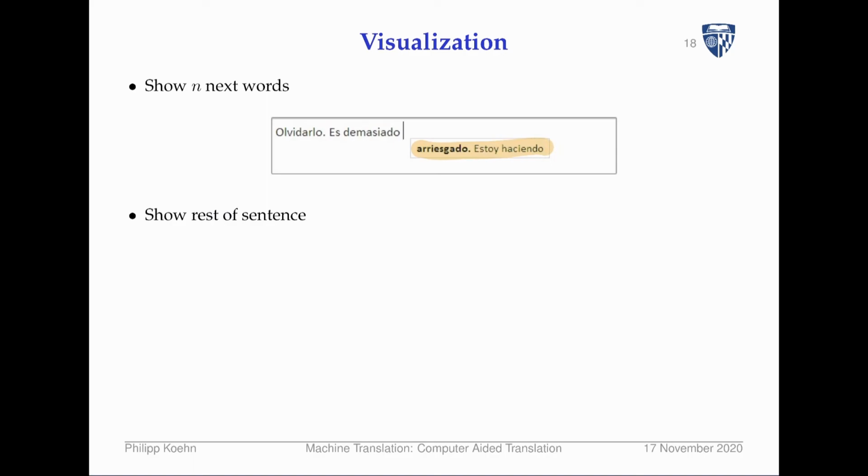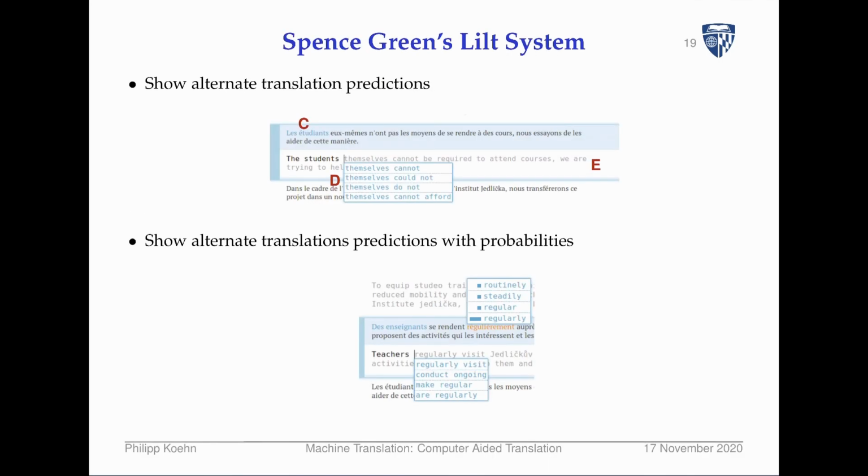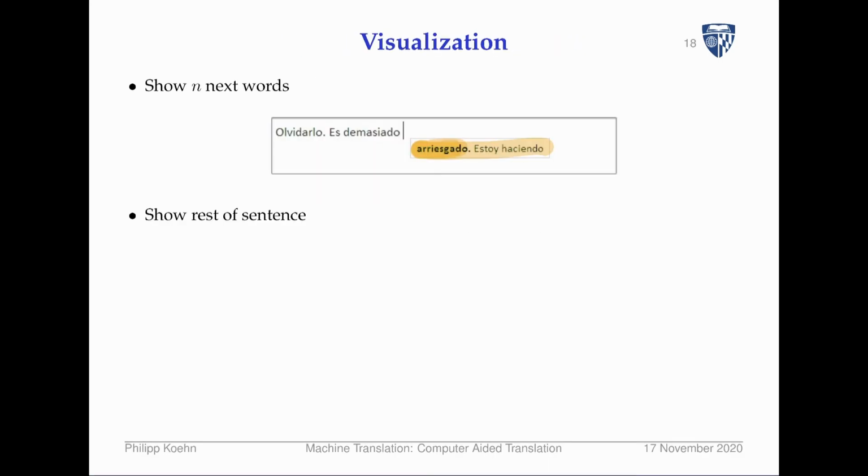And it highlights the next word. So if you press tab here, it would accept this word here. There are also other examples like showing the rest of the sentence. So there's a lot of options about how you actually build this into a user interface. A big problem of building these computer-aided translation tools is the user interface.